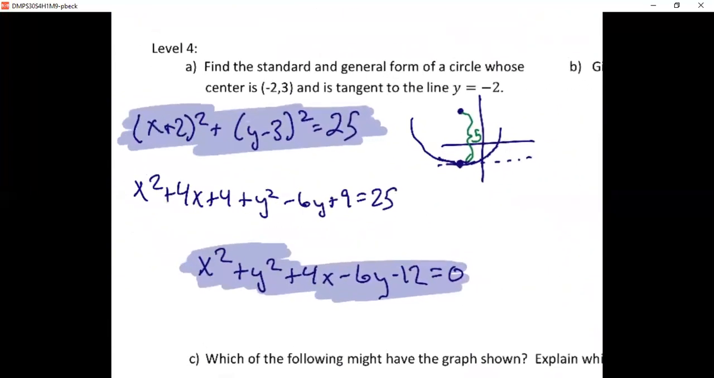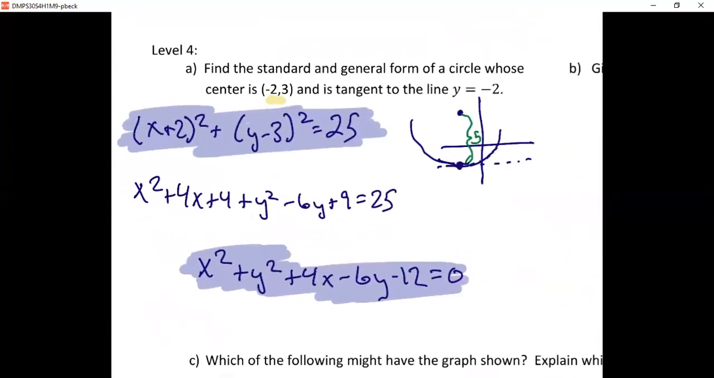Example number 4 is doing roughly the same thing, drawing it out. -2, 3 roughly is right here, tangent to the line y equals 2. That tells me the distance in between is 5. So since I have my center and that distance of 5, I can set up my standard form. But this problem also says, let's take it to general form. General form of the circle is going to give me this one right here.